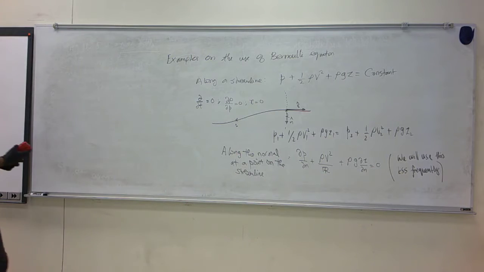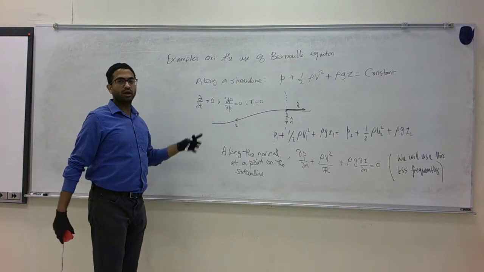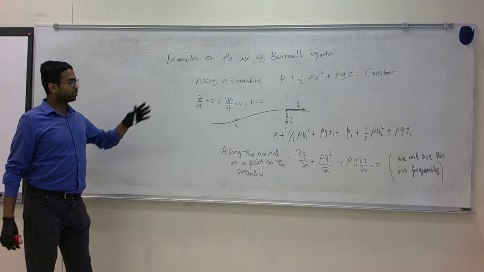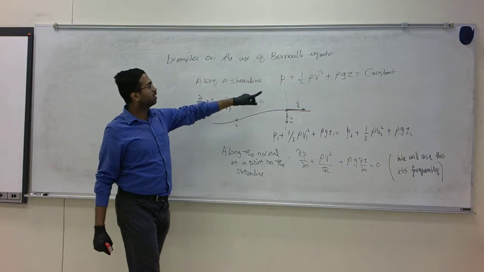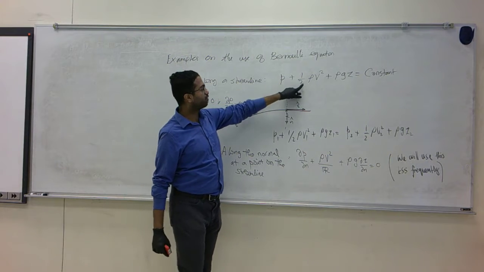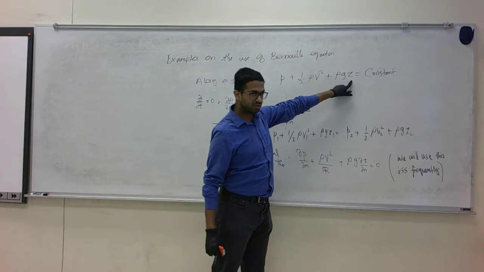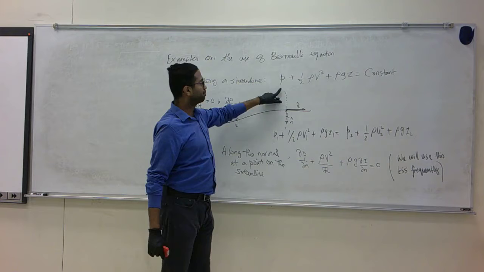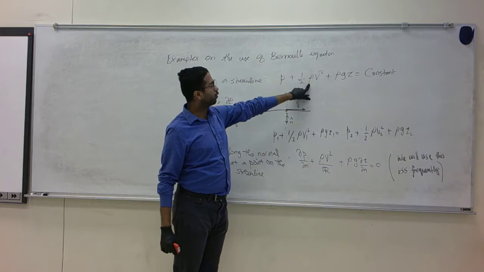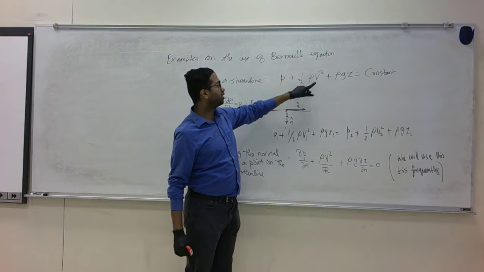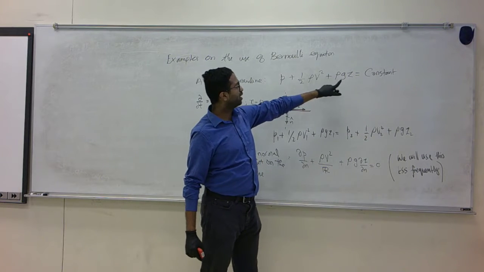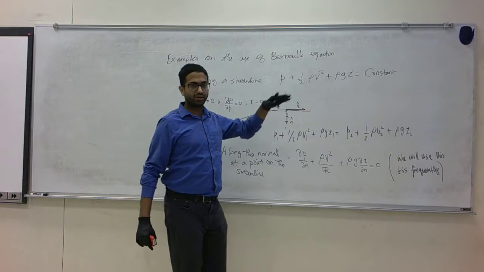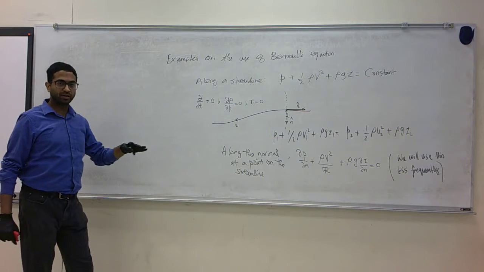So in this part of the lecture, we are going to look at a few examples on the use of the Bernoulli equation, which we recall along a streamline. It states that P plus half rho V squared plus rho g times Z is a constant, where P is static pressure, rho is fluid density, V is velocity, g is acceleration due to gravity, and Z is elevation, height from a chosen plane of reference.